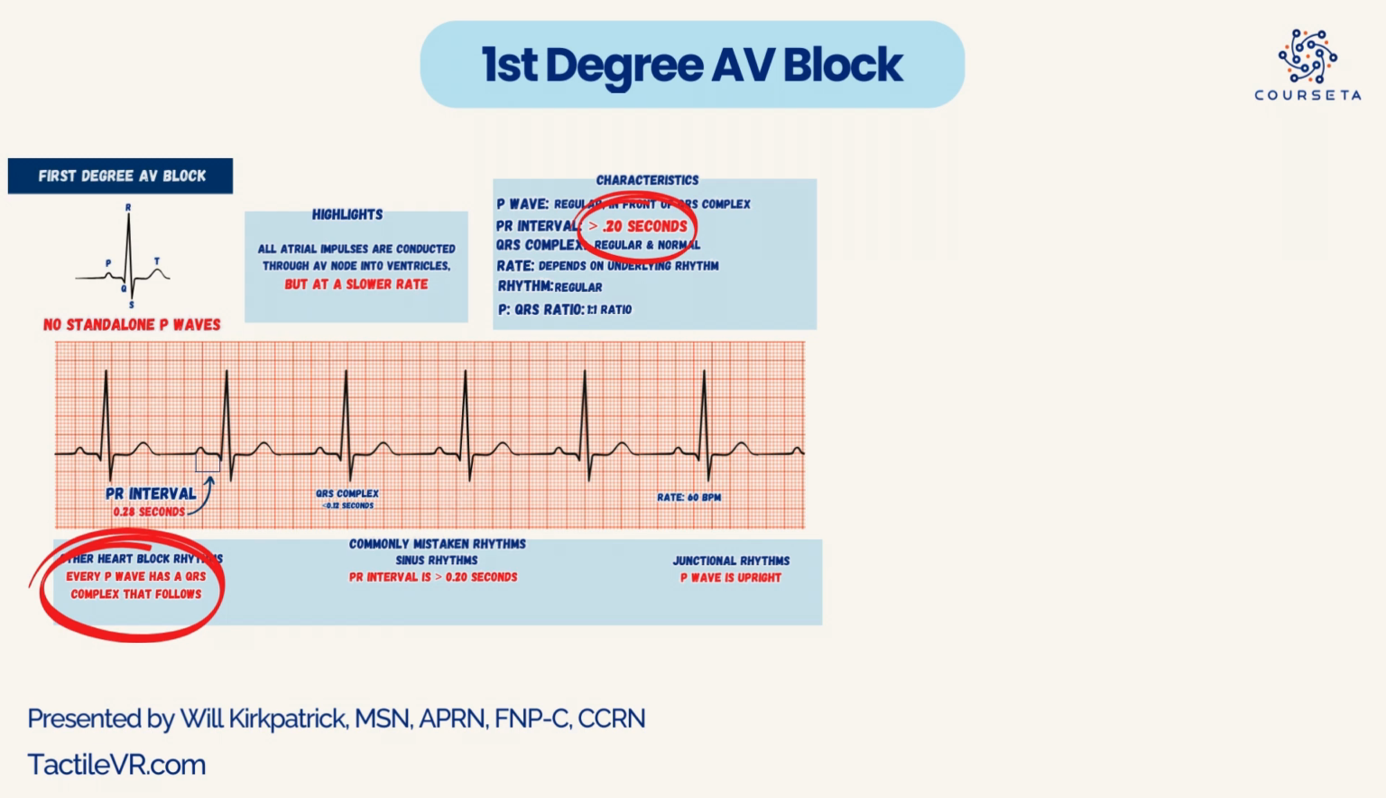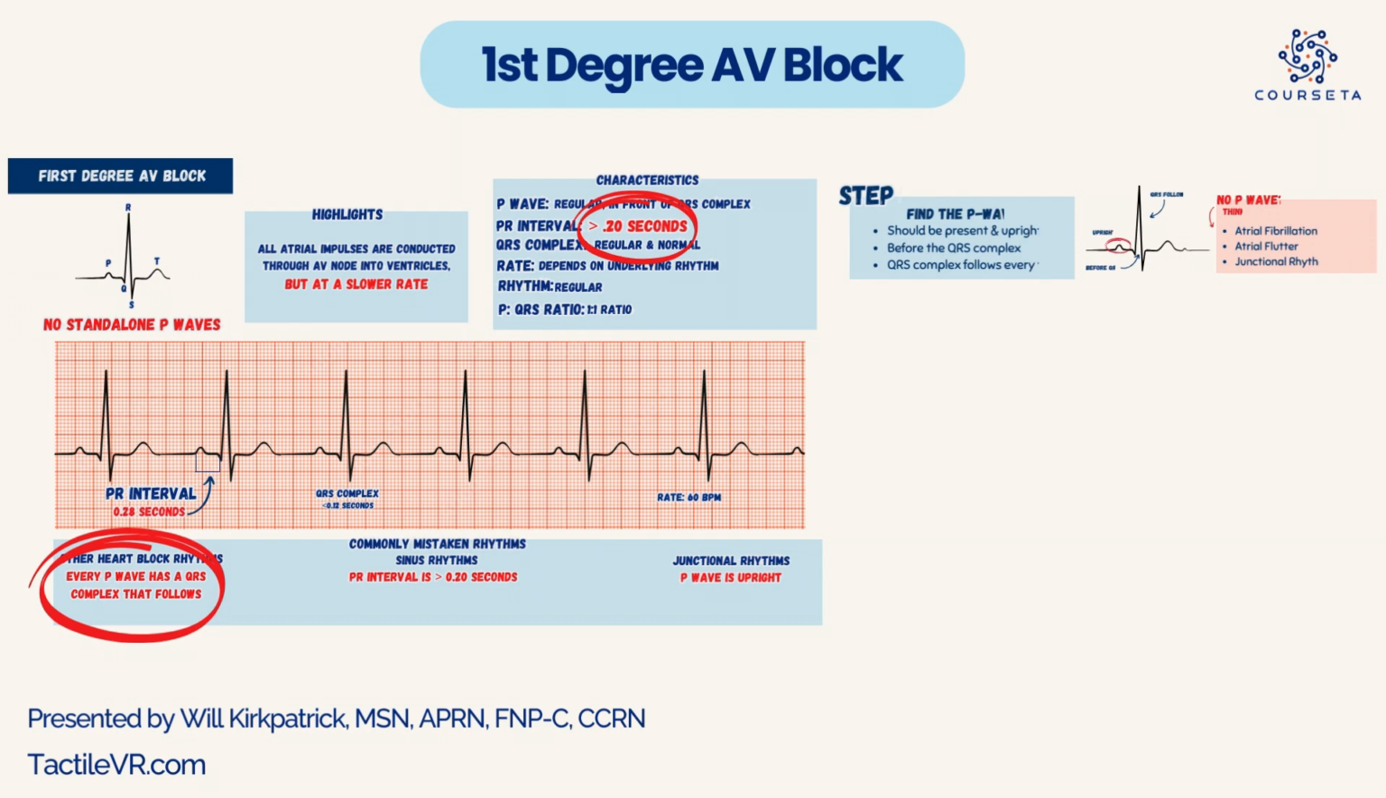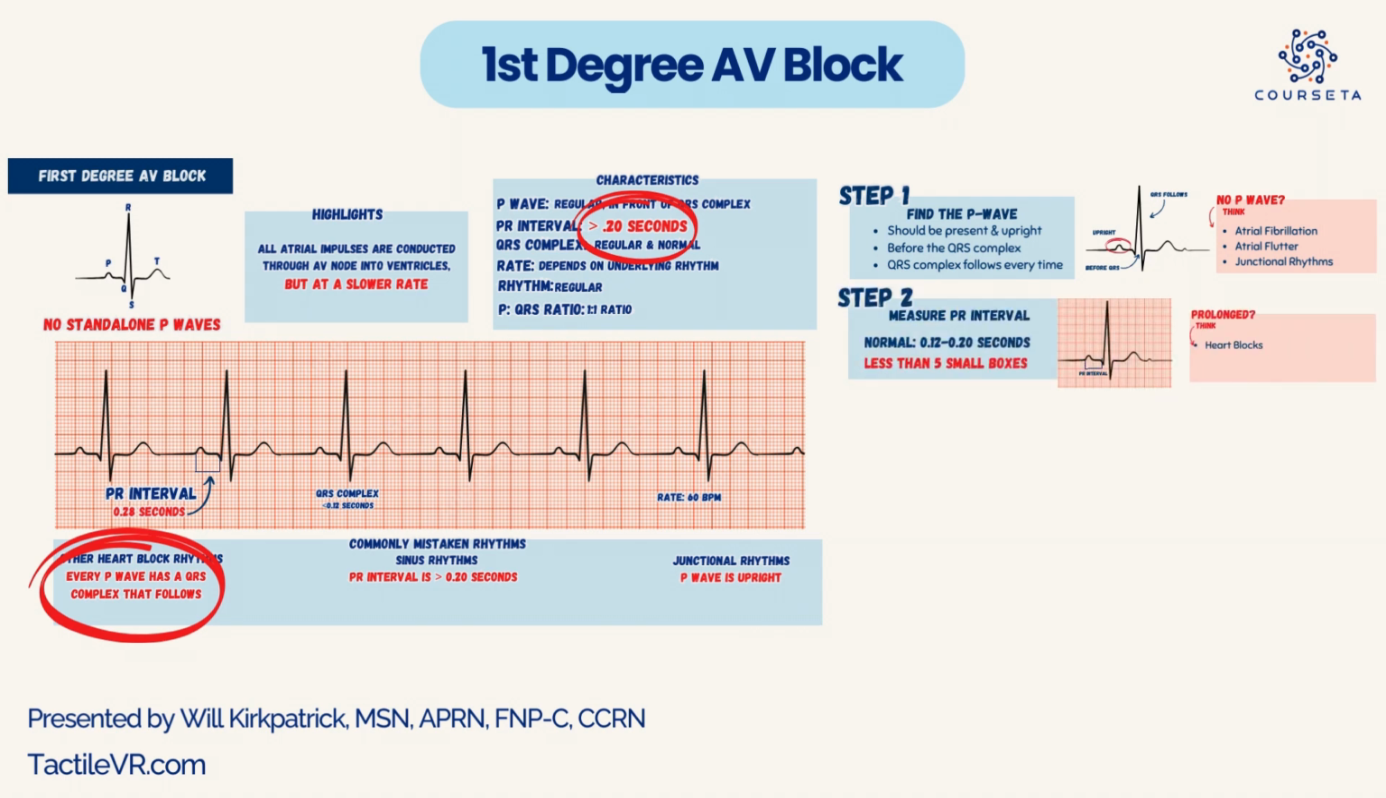But just for the sake of it, let's go through those steps of EKG interpretation. Step number 1, let's find the P wave. Is it upright? Is it before every QRS complex? And is it ever absent? You see that the P wave is checking out here, so let's move on to step number 2, which is what you need to look at for every one of your heart block interpretations. Step number 2 is determining the PR interval. All right, so let's measure it out. We see here that the PR interval in this example is 0.28 seconds. So it is 7 small boxes.